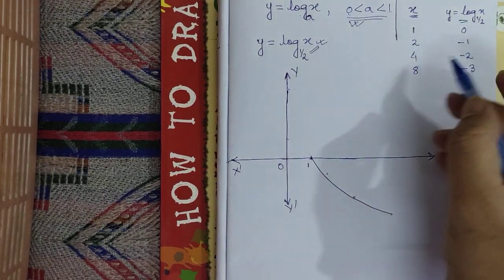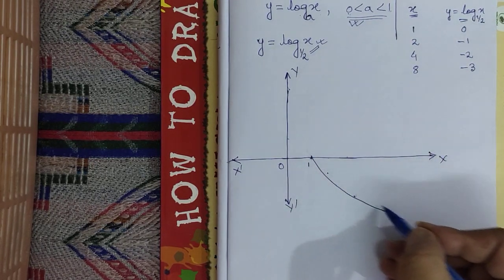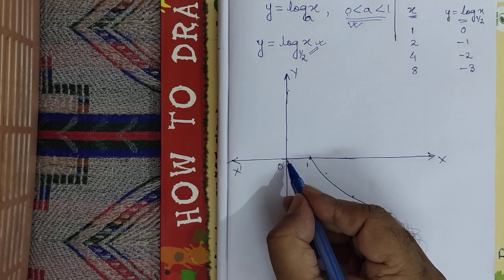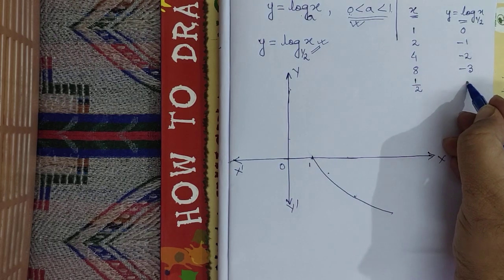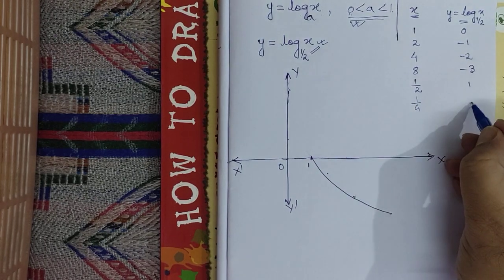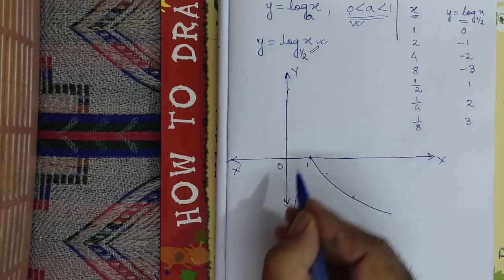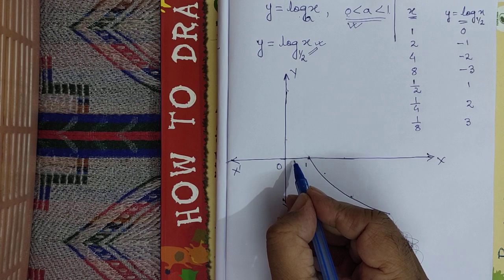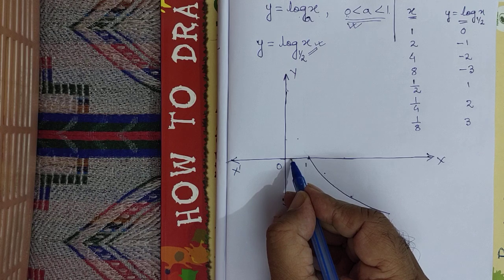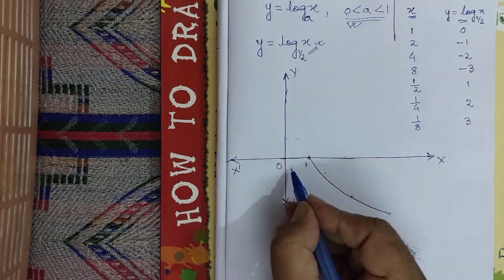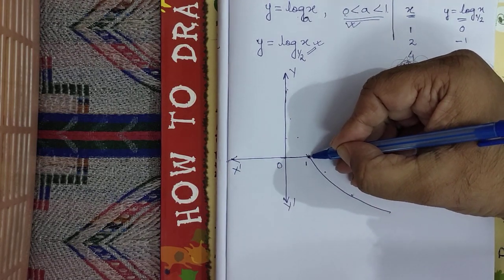Whenever you take the x coordinate more than 1, this graphical behavior you will find. Now I will take values between 0 and 1. Say I take 1 by 2, it would be 1. I take 1 by 4, it would be 2. I take 1 by 8, it would be 3. If I take 1 by 2, you will get somewhere here. Come yet closer to the origin or the y-axis, you would get a bigger value. Come yet closer, you will get a bigger value. So this way the graph takes this trend.